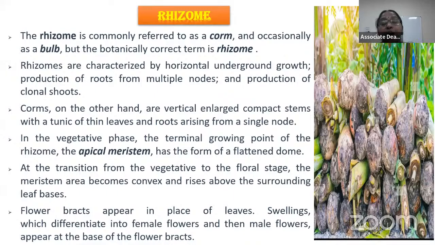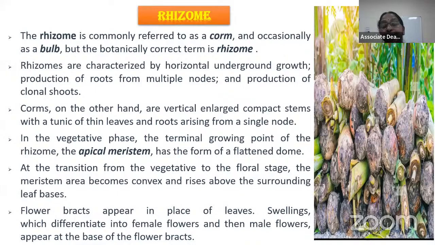Rhizomes, how to characterize them: generally they take up a horizontal underground growth and produce roots from the multiple nodes present on the rhizome. And from these nodes, you will find the production of clonal shoots also. So underground roots are produced, and above the ground, from these multiple nodes, you will find clonal shoots. The corms, on the other hand, you can define as vertical enlarged compact stems with a tunic of thin leaves and roots arising from a single node.